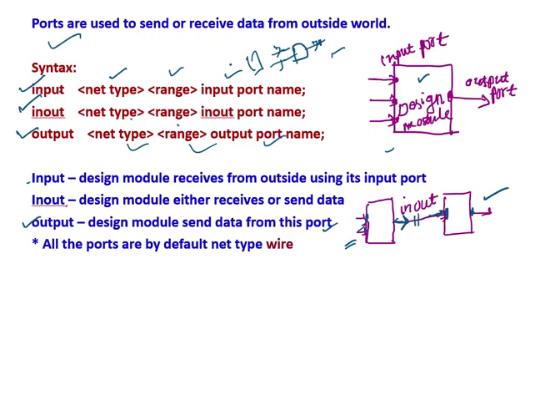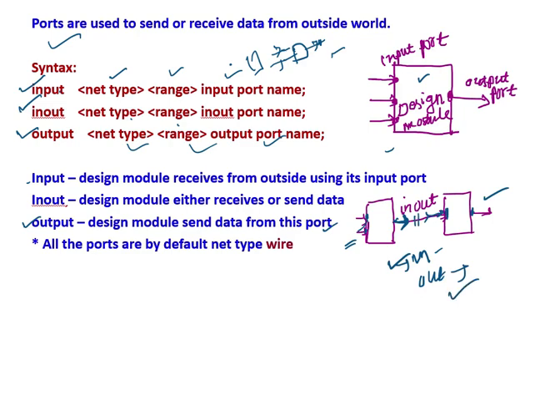This one is sending data, and this one is receiving data. So inout is both, that's why it is written as both in and out. In means receiving, out means sending. So this inout is both receiving and sending the data.